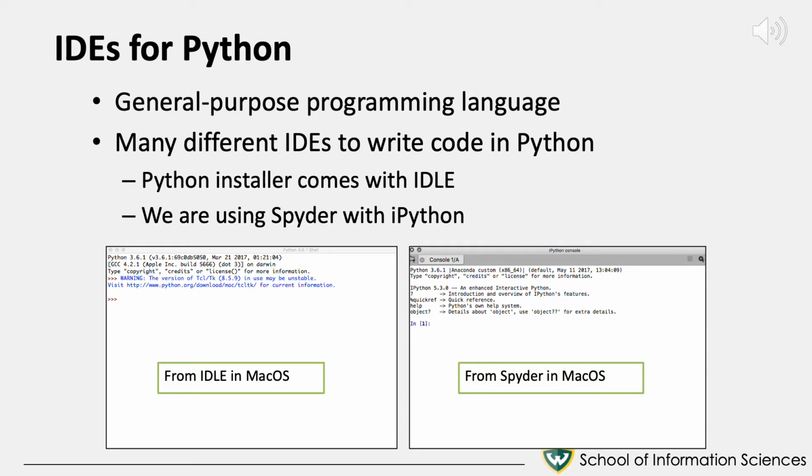Now you can just type in a question mark as it shows, and it'll give you an introduction and overview of IPython's features. Quick ref gives you a quick reference. Help gives you Python's own help system. It's built into the language. An object followed by a question mark gives details about an object. I would recommend that you enter a question mark into the terminal, the IPython console, just to see what comes up, read through it, and become familiar with IPython.